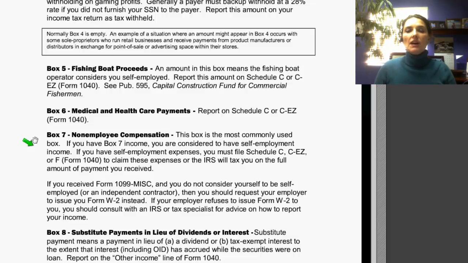Box 7, non-employee compensation. This box is the most commonly used box. If you have Box 7 income, you are considered to have self-employment income. If you have self-employment expenses, you must file Schedule C, CEZ, or F for Form 1040 to claim these expenses, or the IRS will tax you on the full amount that's in the box. If you receive Form 1099 miscellaneous and you do not consider yourself to be self-employed or an independent contractor, then you should request your employer to issue a Form W-2 instead. If your employer refuses to issue a Form W-2 to you, you should consult with the IRS or a tax specialist for advice on how to report your income.